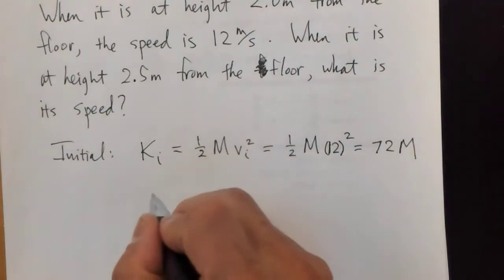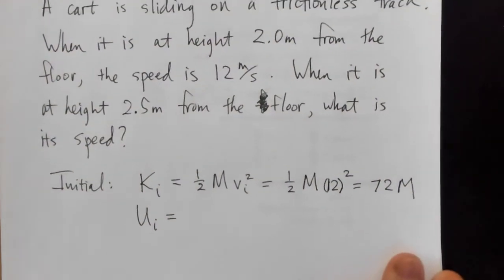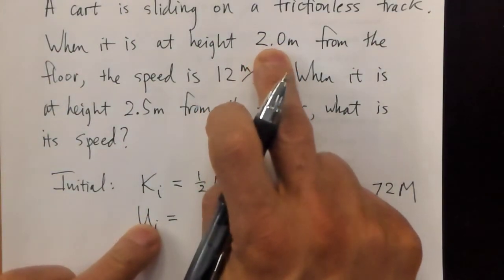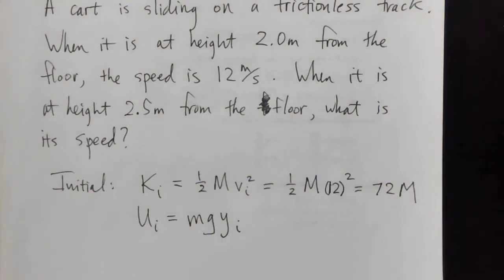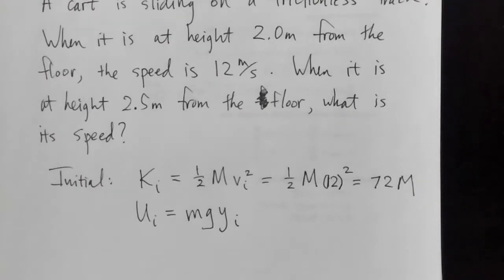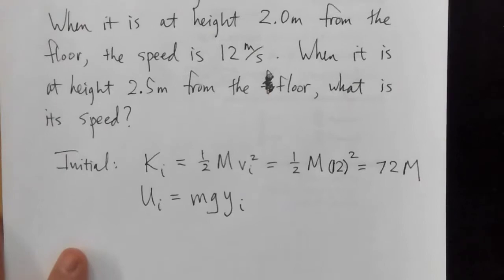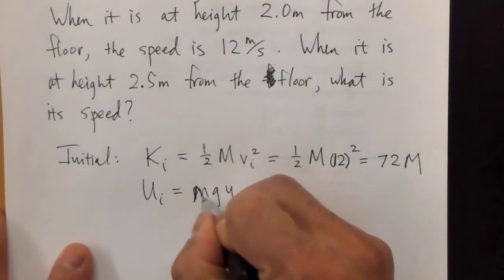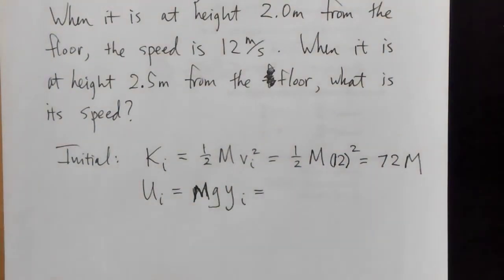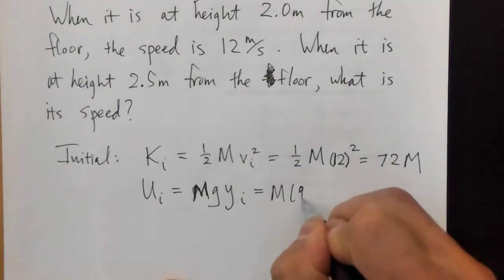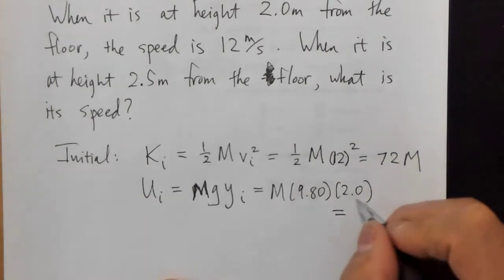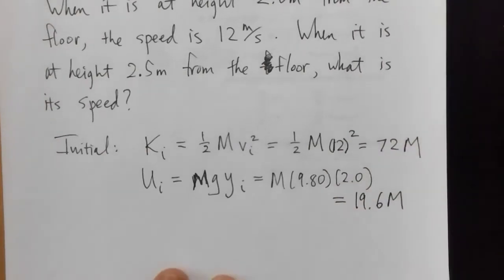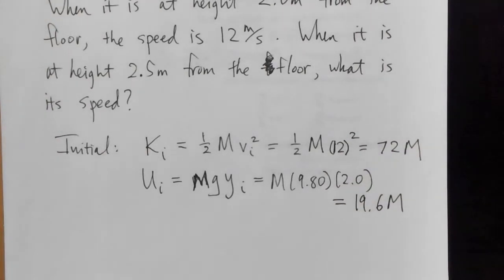Okay, now let's calculate the gravitational potential energy in the initial case. Our height is, okay, so remember what is the formula? It's M times g times y, and since I want the initial height, I'll call it y i. So this is equal to, that should have been capital M to be consistent. Sorry about that. So then I will have M times 9.80 times the height, which is 2.0. And so I end up with 19.6 times capital M. Okay. Everybody's agreeing with me on that?